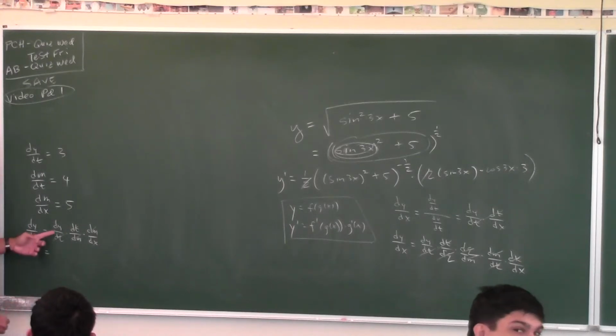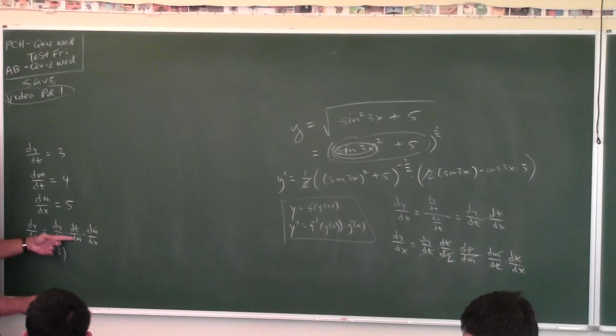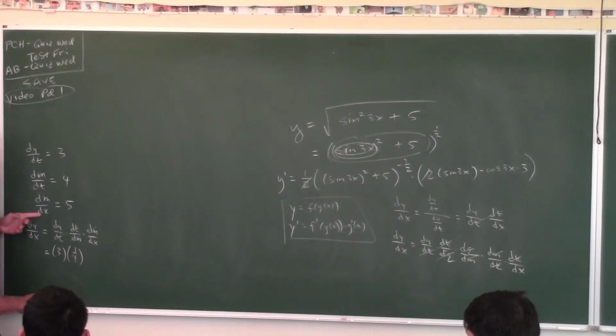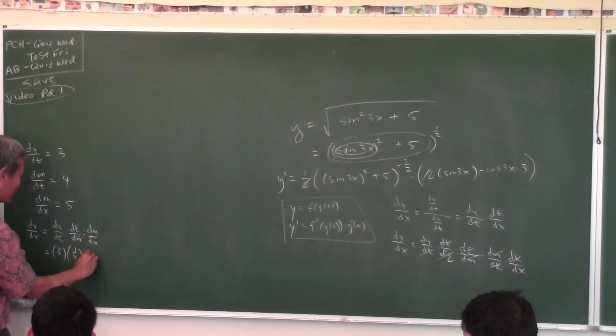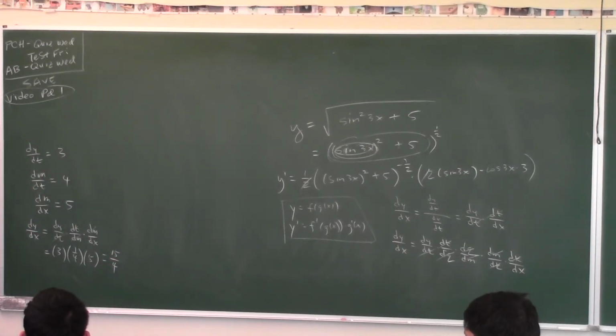Okay, so what is dy/dt equal to? 3. What is dt/dm equal to? Well, if dm/dt is 4, what is dt/dm? It's 1/4, that's right. And if dm/dx is 5, what is dm/dx? 5. Look at that, 15 fourths. Boom! Chain rule, baby. That's what I'm talking about.